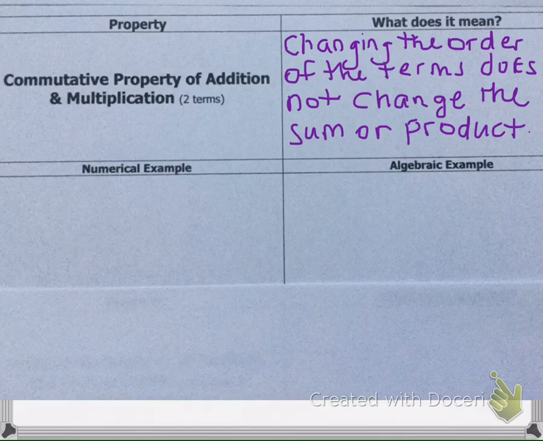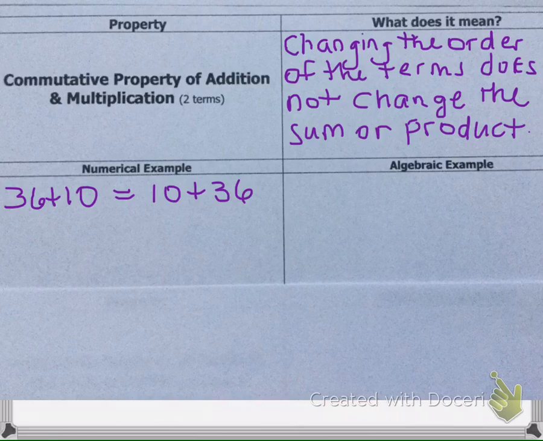So let's go over some examples of this. The numerical example would be with numbers, the algebraic example would be with variables. That's the difference there. The numerical example, if we have 36 plus 10, that would be the same thing as 10 plus 36. When you were in first grade and you learned about addition, you knew that 3 plus 2 is 5, and 2 plus 3 is also 5.